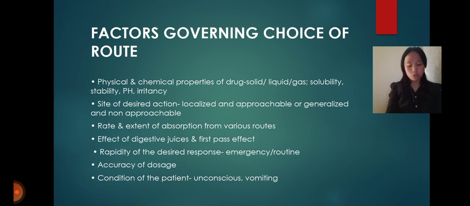So, factors governing choice of route. Factors, mga kadahilanan. Physical and chemical properties of drug: solid, liquid, gas, solubility, stability, pH, irritancy. Site of desired action: localized and approachable, or generalized and non-approachable. Rate and extent of absorption from various routes, effect of digestive juices and first pass effect, rapidity of the desired response, emergency or routine, accuracy of dosage, condition of the patient, unconscious or vomiting. So kani siya ang mga factors governing choice of the route, kadahilanan or factors kung asa maghatag og medication, kung asa iagi ang medication or the routes.